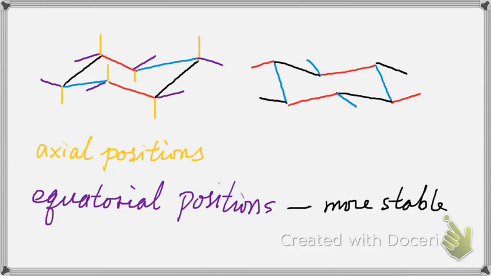And if we have hydrogens or other substituents on the equatorial position, it will be more stable. So the equatorial position means the more stable position. I will explain why in just a minute.